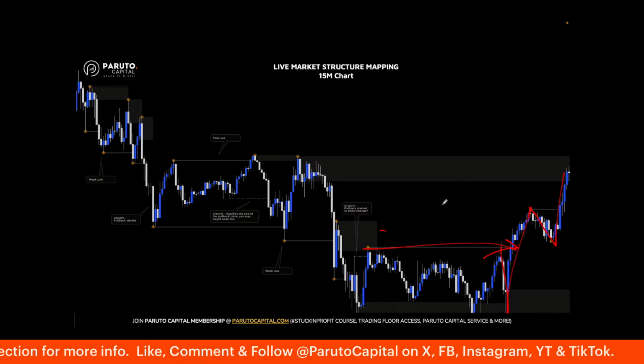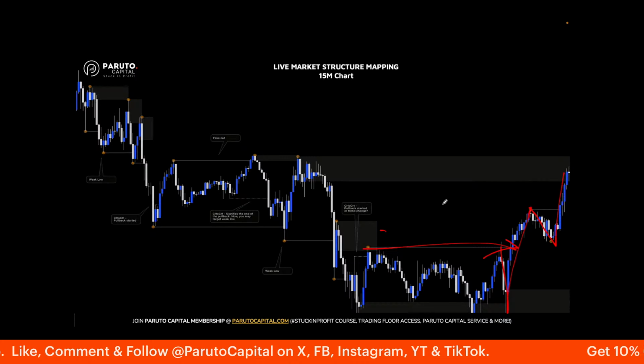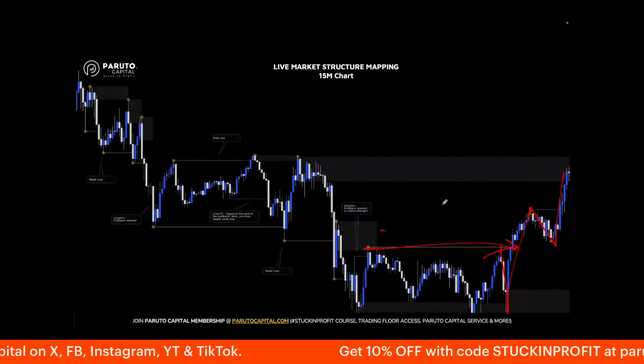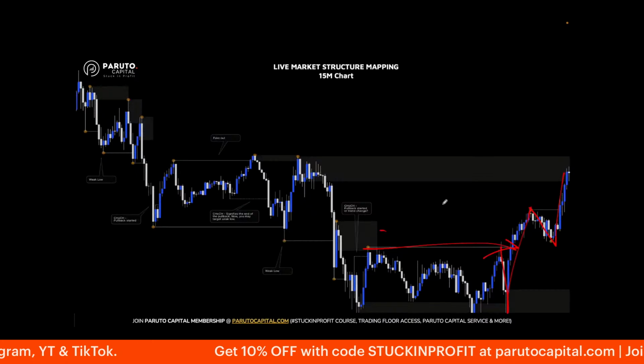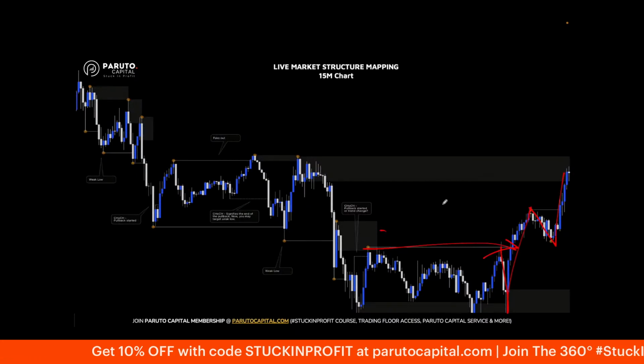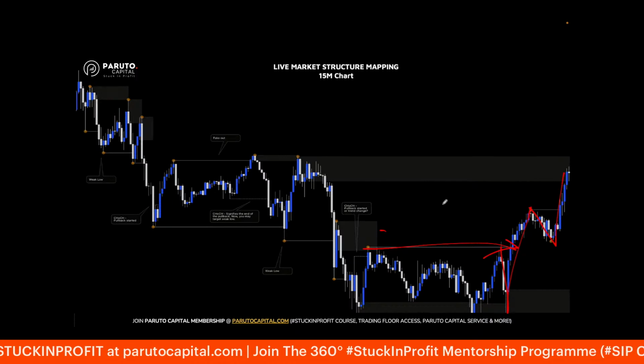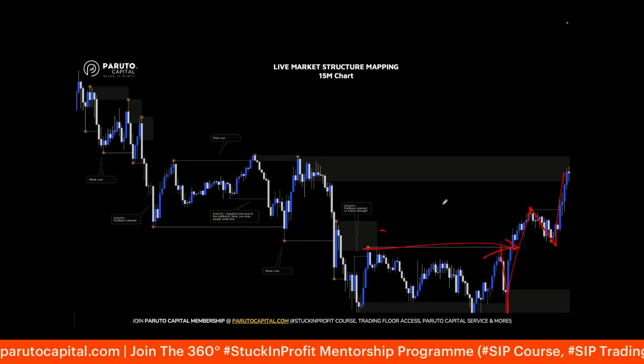basic market structure: lower highs, higher highs, break of structure, change of character, shift in trend, and all of that. Now, I want to believe you've been able to pick a thing or two from this. This is part one, the basic market structure, and the multi-time frame analysis or the advanced market structure is going to be part two. So I want you to look forward to it.